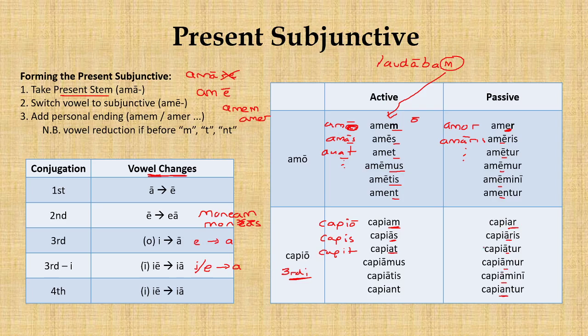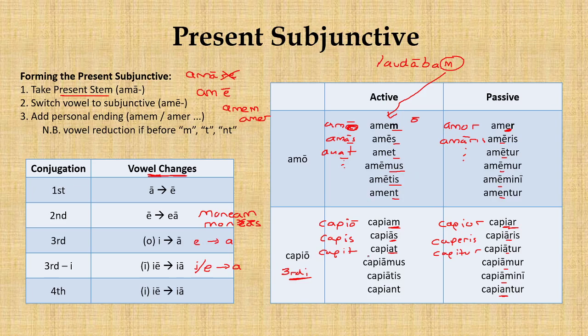Instead of copior for the present passive, copiris, copitur, we turn our I or long E into an I and long A. So we keep the stem. It's an I stem, so we keep the I here, and then we just add or transform the E into a long A. So this is how we form the present subjunctive.